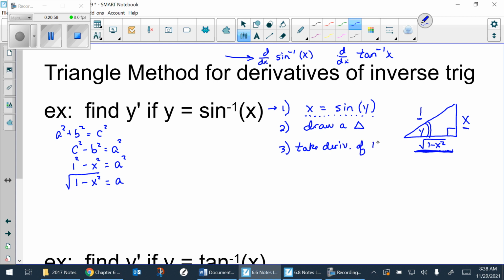Of step 1. Okay. If I have x is equal to the sine of y, what's the derivative? What's the derivative of x? Equals, what's the derivative of the sine of y? Well, that kind of looks like a chain rule to me, because I've got parentheses. Derivative of the outer, don't mess with the inner, times the derivative of the inner. And the derivative of y is y prime, and that's what we're looking for.